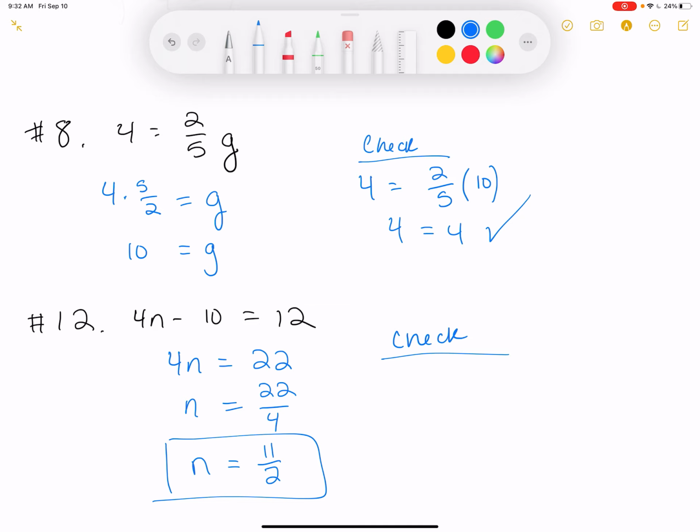So over here, then we can plug it in. So I've got 4 times 11 over 2 minus 10 equals 12. So my 4 and my 2 cancel to leave me with 2 on top. 2 times 11 is 22 minus 10. So 12 is equal to 12. And we're good.